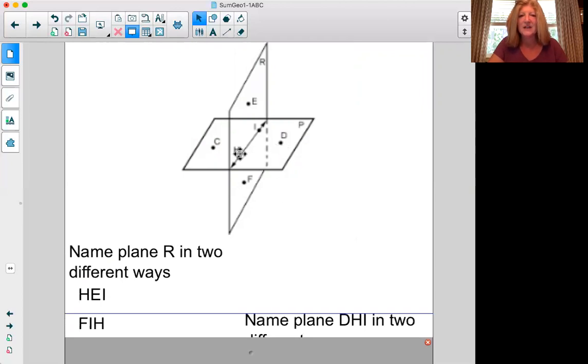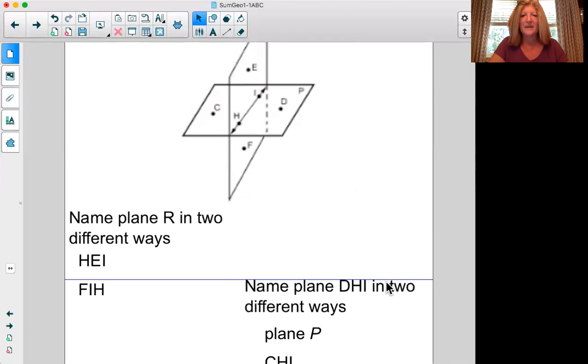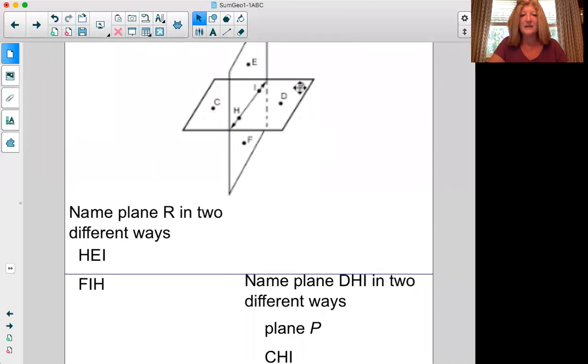Now, DHI, this plane. Name that in a couple different ways. You could name it plane P or CHI. Those are two possible answers.